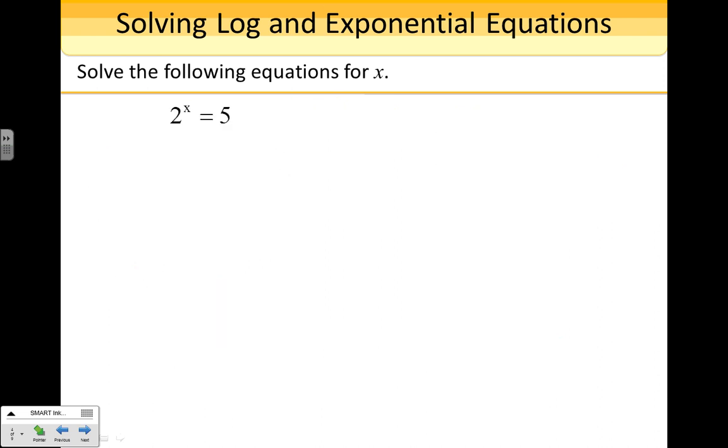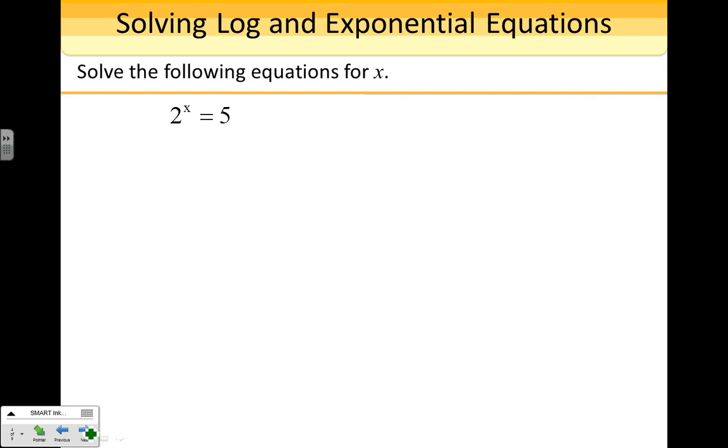All right, so what if we have 2 to the x equals 5? What we used in the past was trying to get these written with the same base. But in this case, we cannot rewrite 5 to be a base of 2, and we cannot rewrite 2 to be a base of 5. So there's a couple of things that we can do here.